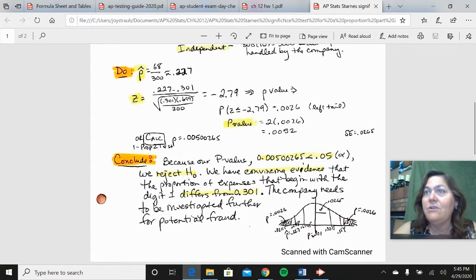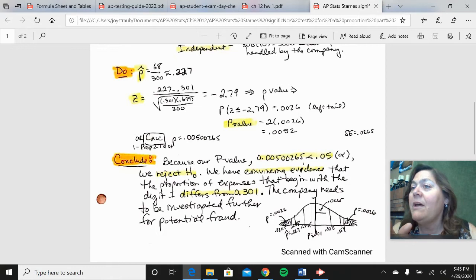We're going to reject H0. We have statistically significant evidence that the proportion of expenses that begin with the digit 1 differs from 0.301. So this company does need to be investigated further for potential fraud. Anything that was different than that could be fraud.